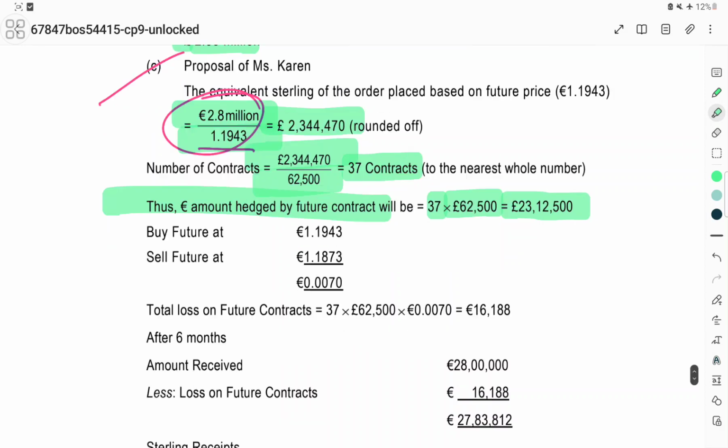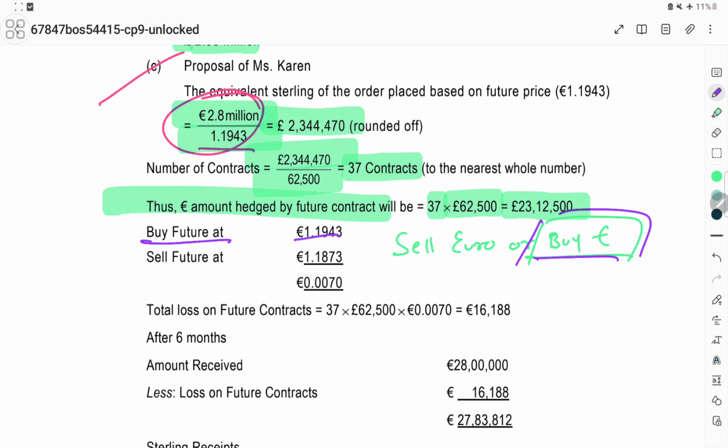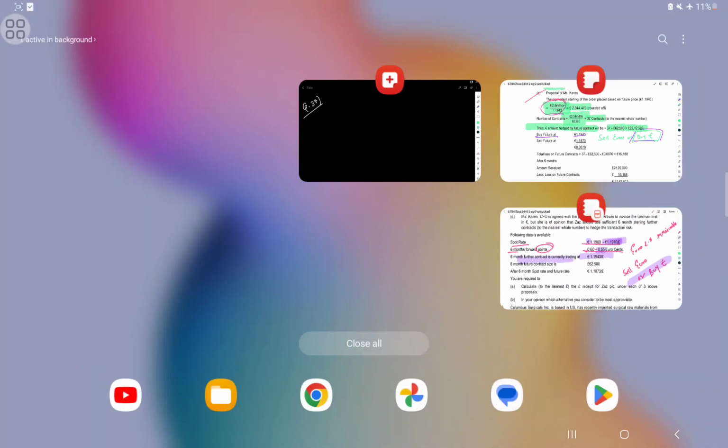Now we do the actual hedging. The future contract that I had bought was, because I have to buy pounds, I will sell euro or buy pound. Again, I'll write it down using a different color. Sell euro or buy pounds. I'll select the buy pound option because my base quote is a pound quote. It's a direct pound quote, so buy pound. I will buy the future at this rate, the 6-month future quote that we've just seen, 1.1943. If we want to see it again from the question, we can do that.